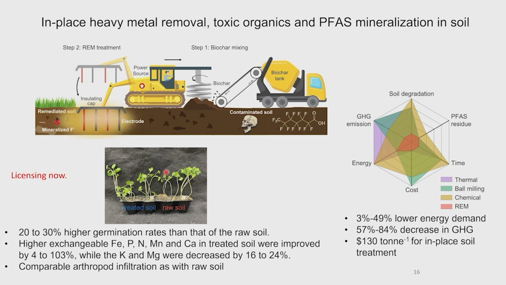We're flashing the ground. If there's contaminants in the ground, whether it be toxic organics, heavy metals, or PFAS, we can put in electrodes, flash the ground, and our process is much less expensive than other processes.